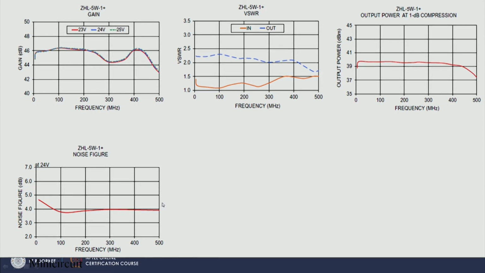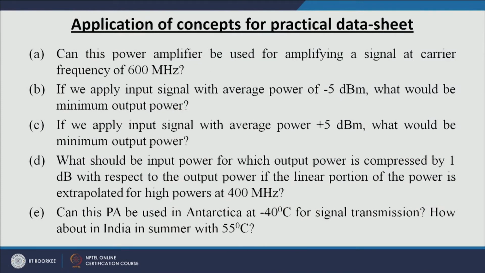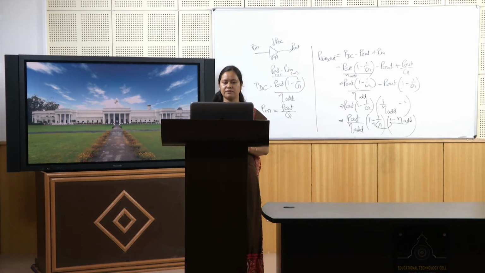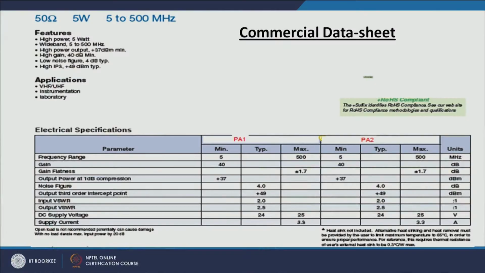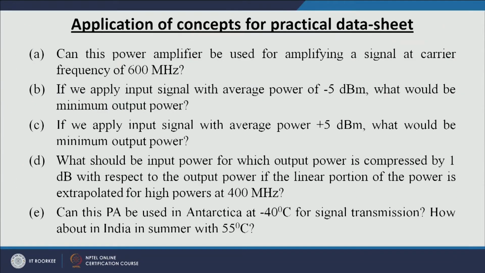So keeping this in mind, let's try some of the concepts for the practical data sheet. Now the first question: I want to use this power amplifier for amplifying a signal which has a carrier frequency of 600 megahertz. So can I use this power amplifier? Let's have a look at our sheet, and it specifically says that it works from 5 to 500 megahertz. So at 600 megahertz it will not work like it has been proposed here. It might still give you some results, but it is not supposed to work at 600 megahertz. So no, this power amplifier cannot be used for amplifying a signal at this frequency.